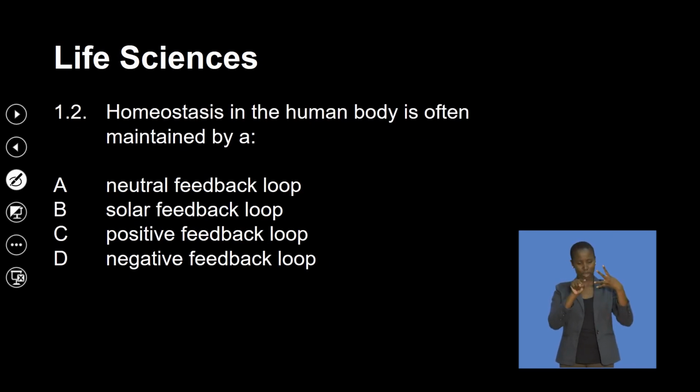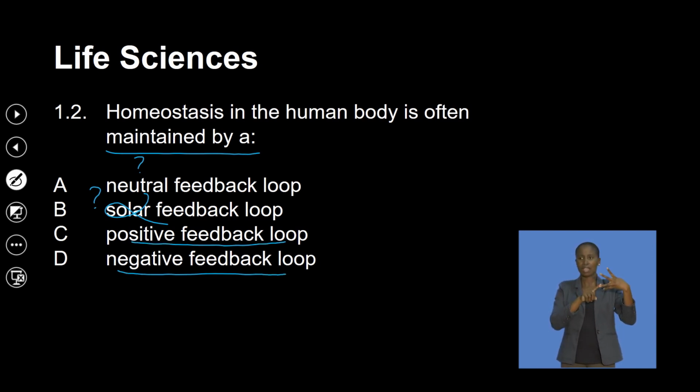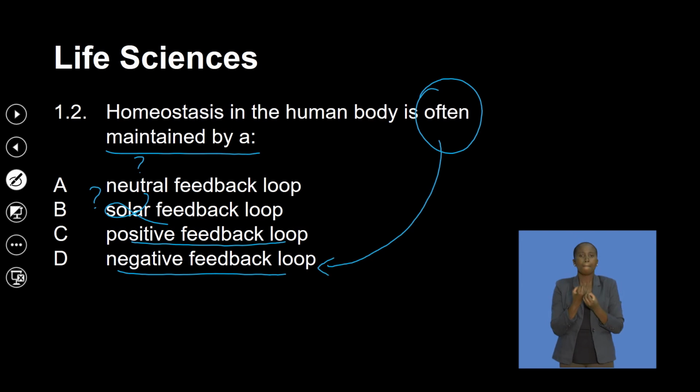The next question: homeostasis in the human body is often maintained by, let's look at them. The neutral feedback loop, I haven't heard about this. The solar feedback loop, how enlightening, but certainly not correct. The positive feedback loop, or D, the negative feedback loop. And the question needs to be considered. So it's the negative feedback loop that is often used to maintain the homeostasis. Yes, the positive feedback loop does occasionally help, but it is the negative feedback loop that is most often used, and the emphasis is on the question and the word often.